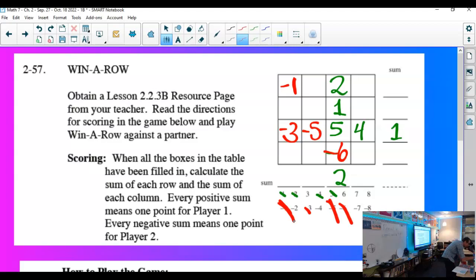You still got some big negatives. So like, could you win this column? Could you win both of these columns? Like, see what you can make happen.